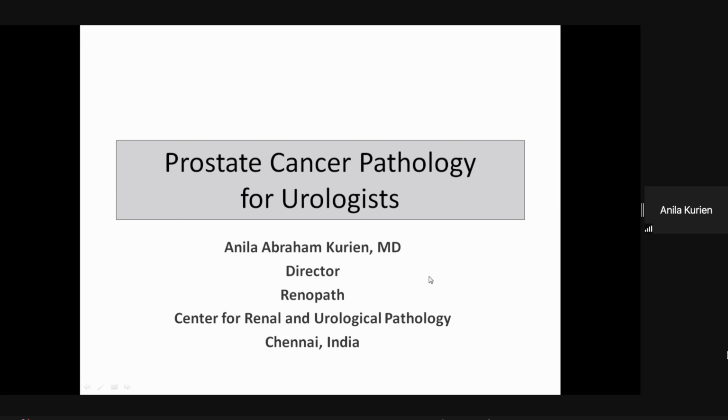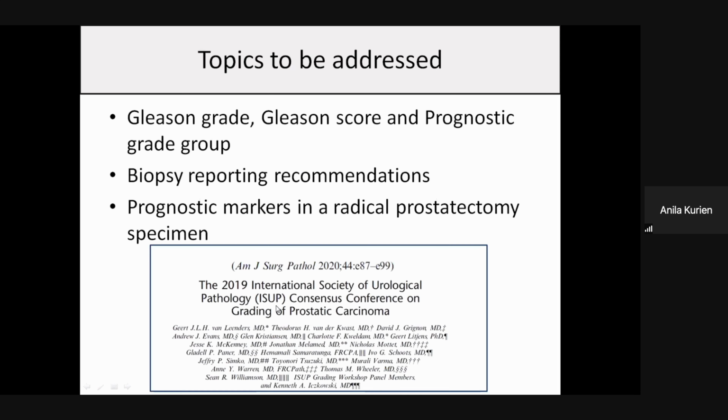I prepared this talk with the very, very basics because I assume that the vast majority are going to be trainees in urology. So pathology for you must be just pink and blue. So I'll just guide you through the guidelines that are required to interpret a prostate biopsy. The topics to be addressed today: the basics, because we cannot talk about prostate biopsy without mentioning the Gleason grade, the score, and now the prognostic grade group.